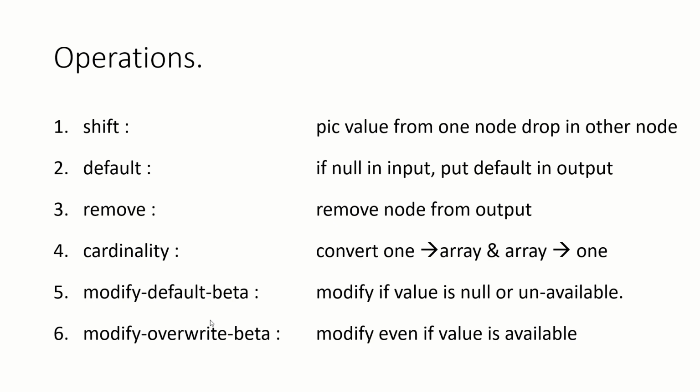There are two new operations, modify default beta and modify override beta. So this will modify a value if it is null or unavailable. The second one, modify override beta, will modify a value even if it is available.